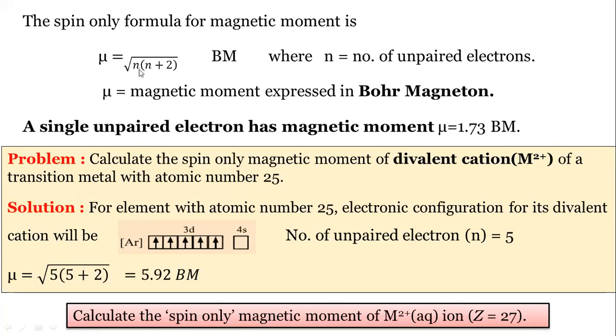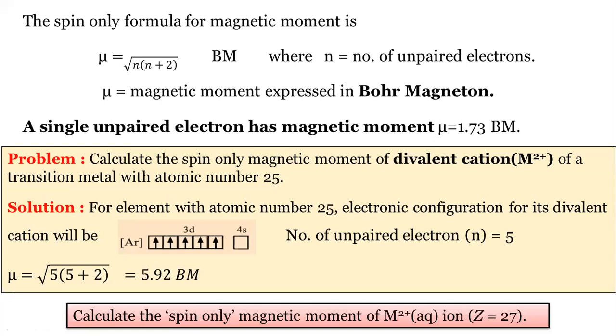So how to calculate the number of unpaired electrons? I will explain. This one problem is given: calculate the spin only magnetic moment of the divalent cation. Divalent means, we have to remember, it is M2+, meaning 2 electrons are removed, of a transition metal with atomic number 25. Scandium is 21, titanium is 22, vanadium is 23, chromium is 24, then manganese. So 25 is the atomic number of manganese.